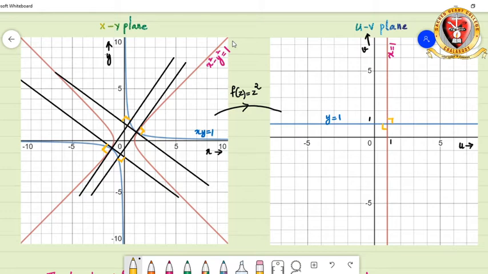That is a hyperbola. We said it is a hyperbola, and when we plot you are going to get the set of points which are colored pink. This is the hyperbola x square minus y square is equal to 1. So that is the pink set of points.